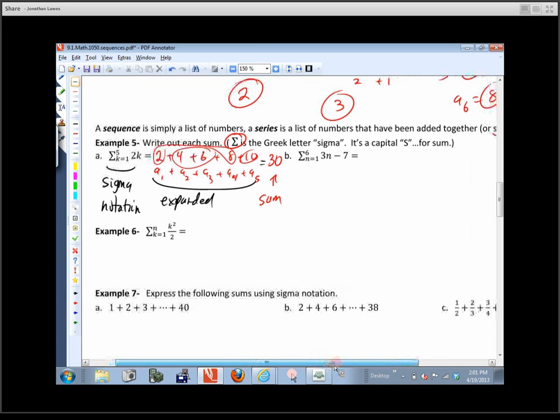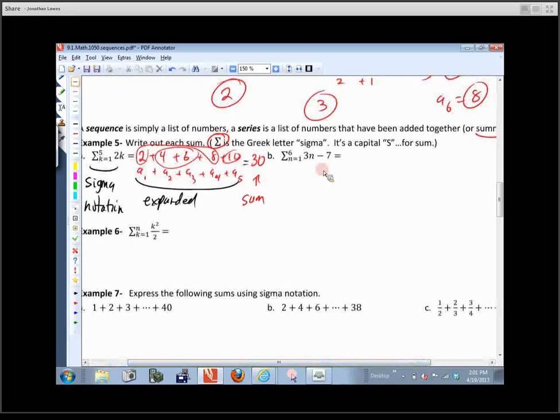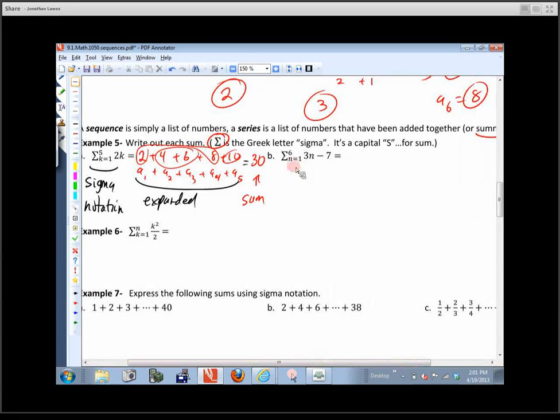Okay. Where does this index start? Starts at 1. Doesn't always have to start at 1, but most of the time it does. Occasionally it'll start at 0, or there might be some good reason to start somewhere else. So we're going to start by plugging in a 1. So if I plug in a 1, let's write down the first term. This is going to be 3 minus 7, so that's going to be negative 4. Then I'm going to write a plus, plug in a 2. 6 minus 7, the next term is negative 1.